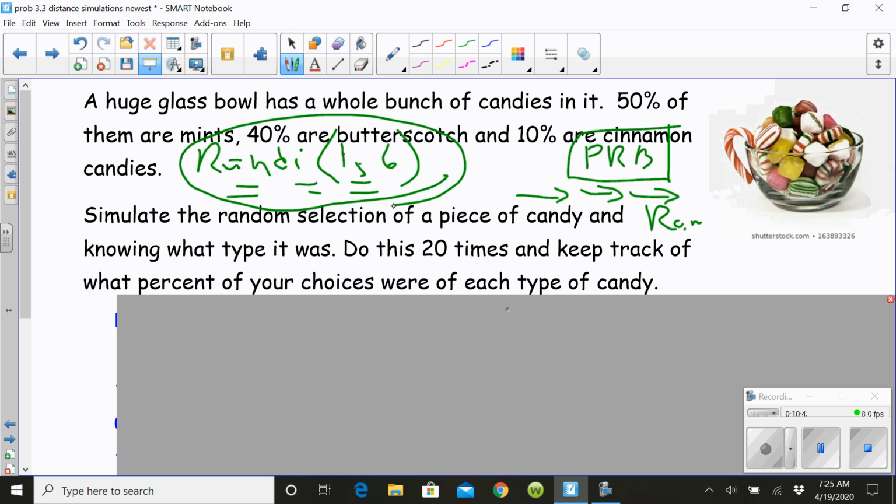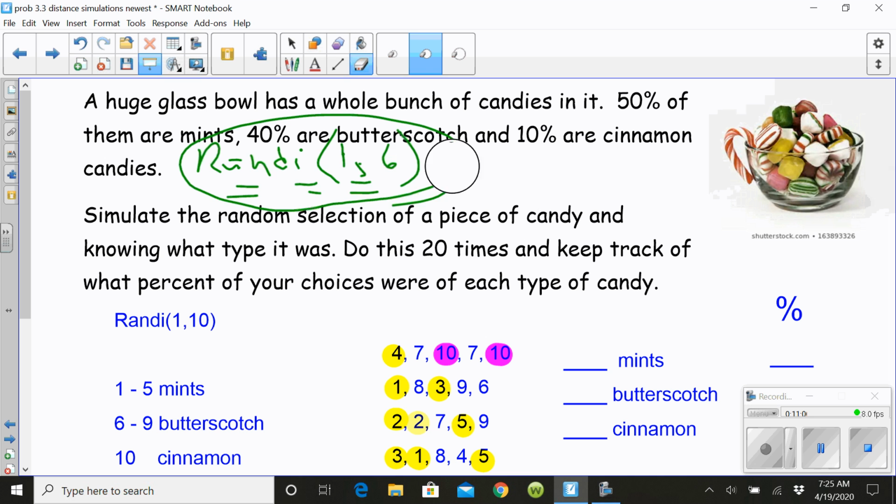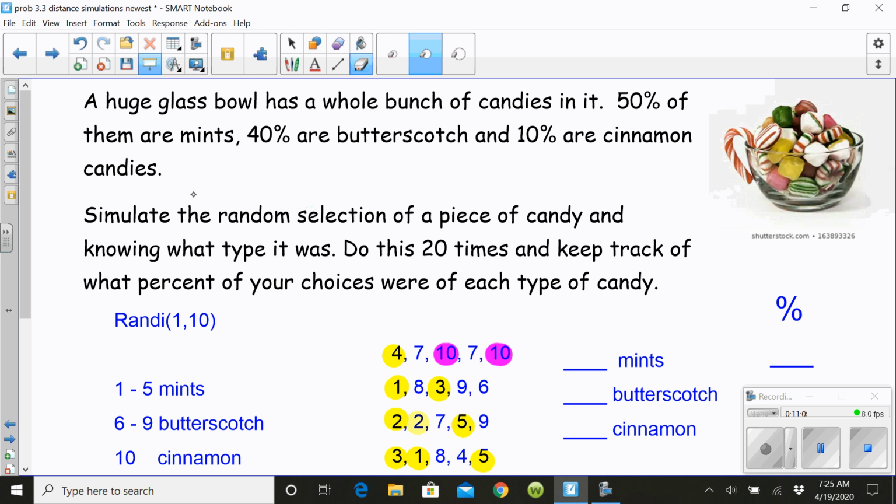Okay, let's get back to our candy problem. So in the candy problem, I'm going to demonstrate how I want you to demonstrate for me the answers to your exercises. Going back and reading the original problem, 50% of the candies are mints, 40% butterscotch, 10% cinnamon. So what I decided to do, and you can see it right here, here's my step 1. I'm going to generate random numbers from 1 to 10.